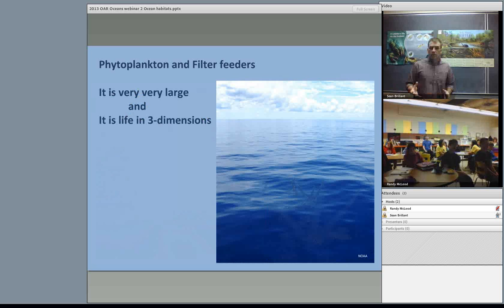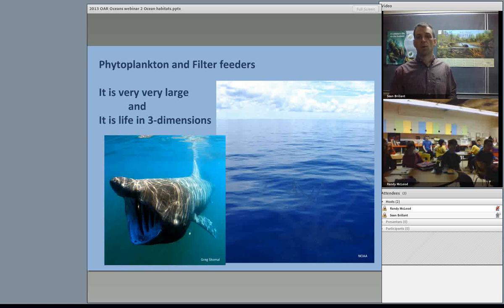The other thing about the ocean that we need to keep in mind is that it is very, very large. It is gigantic. It takes up over 70% of our planet. And just in area alone, if we were to consider the volume, it gets even more complicated. And that's the other thing to keep in mind. The ocean is life in 3 dimensions. On land, there are birds. Some animals are arboreal, so they live in trees like squirrels and such. But for the most part, life is mostly 2-dimensional. In the ocean, life is not 2-dimensional. Life is 3-dimensional. There is habitat above you and below you and around you.